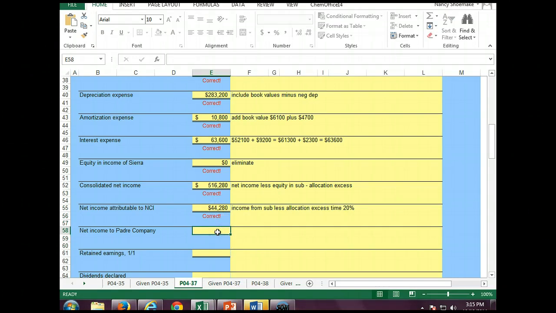What is going to be the net income to Padre Company? Couldn't we take the consolidated net income here of 516,280, subtract the 44,280? Get our difference? Make sense? So that is going to be 472.